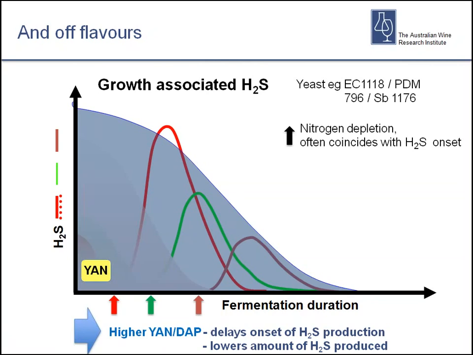It should be noted that H2S can come from other sources rather than just during amino acid production, but I won't go into that in detail today, but it relates to the recycling of nutrients late in fermentation. So there is also the possibility for non-growth associated H2S production, and that type of H2S production probably isn't going to be as treatable with DAP as growth associated H2S production.